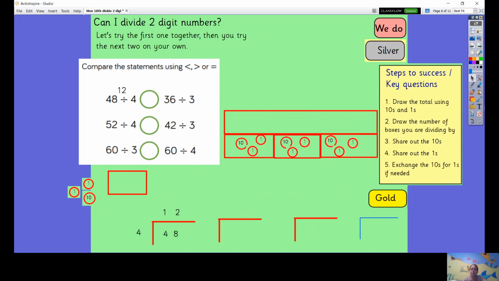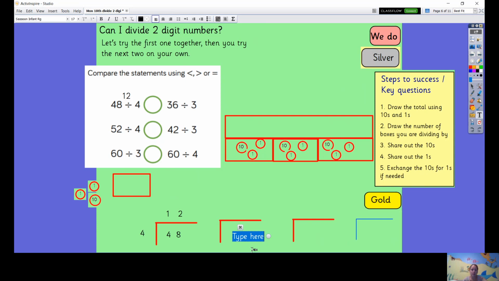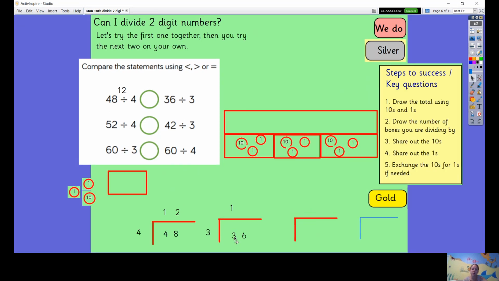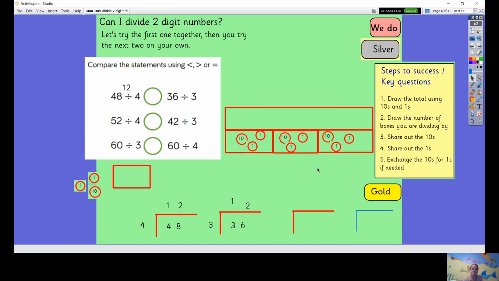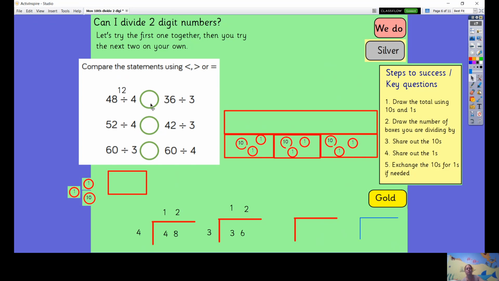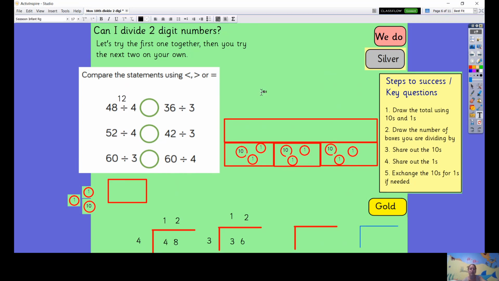So if I wanted to do this one as a bus stop method, again, it's quite an easy one, quite a nice straightforward one. So I have a look at this sum and I say, how many 3s can I make out of a group of 3? I can make 1 group of 3. 1 times 3 is 3. And then how many groups of 3 can I make out of 6? So how many 3s make 6? So if I do my 3 times table, that would be 3, 6. So that's times 2. 3 times 2 is 6, isn't it? So 2 goes in there, and I've got the answer 12 again. Now I've got the answer 12, and I had the answer 12 for the other side as well.